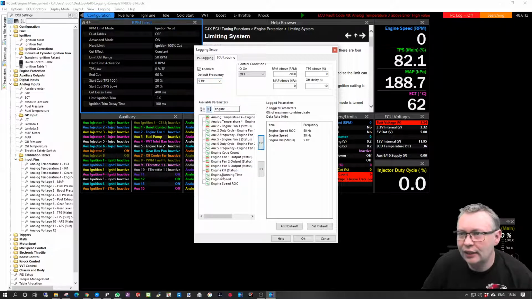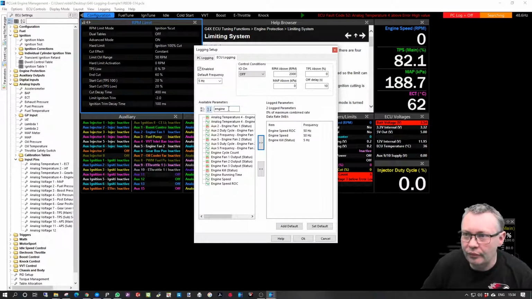So if the engine kill status, if your car suddenly stops, for example, and you don't know why, and you go into your log and you see that just as it stopped, the engine kill status turns on, well, you know that your engine kill switch is either malfunctioning or it did its job and you turned it off. But, you know, one way or the other, there are some statuses that will be helpful.